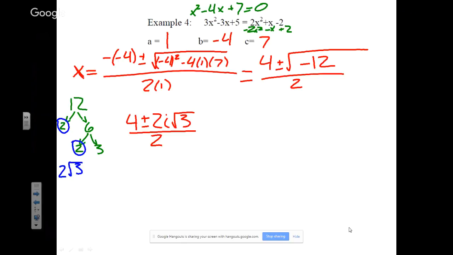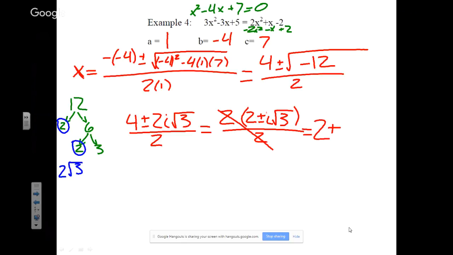Now, a lot like the first example, we have a 4 there and a 2 there, and both those are divisible by 2. So we can bring that out and turn it into 2 times 2 plus or minus i times the square root of 3, and divide that whole thing by 2. And since we have a 2 on top and a 2 on bottom, those will cancel out, and we just have 2 plus or minus i times the square root of 3.